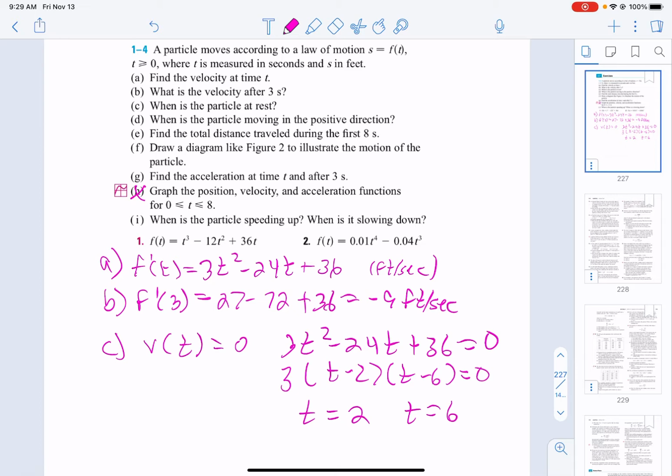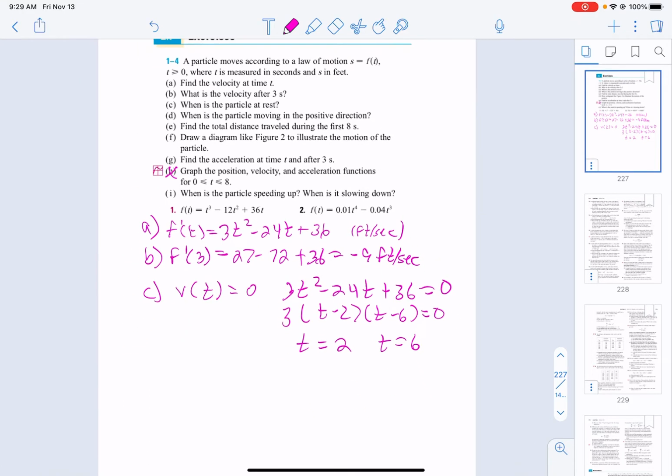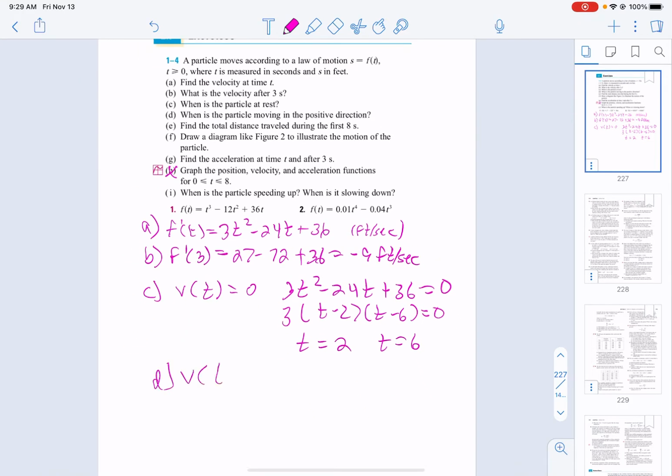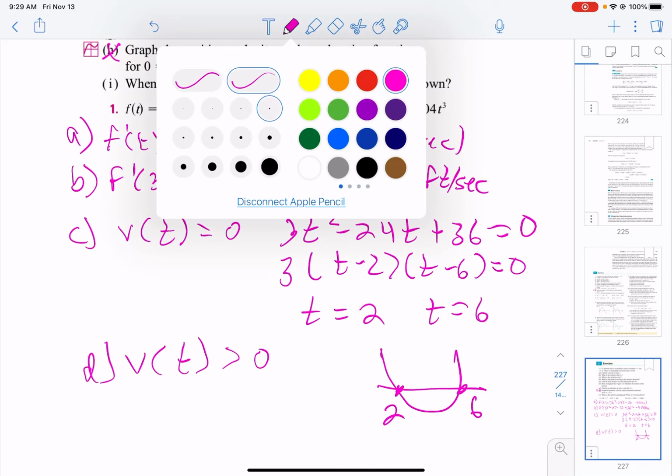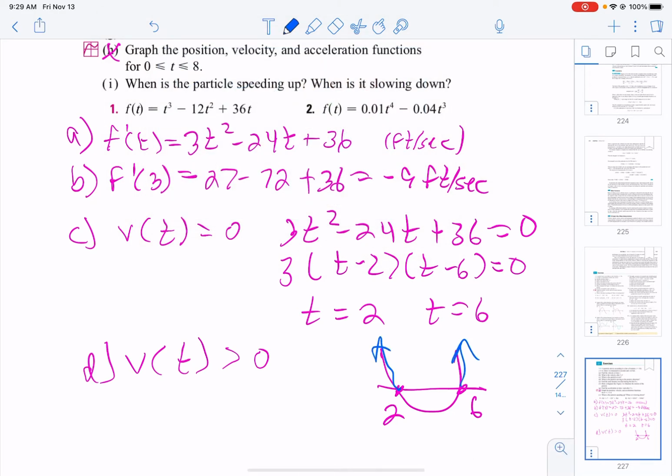So that's part C. Part D: when is the particle moving in a positive direction? It will move in the positive direction when the velocity is positive. So we are thinking about where this function is bigger than 0. Now it's a parabola. It has the zeros we just found in part C, of 2 and 6. I know that's a crude picture, but if we think about where it is positive, it's positive here and here.